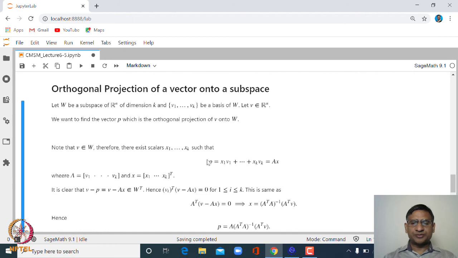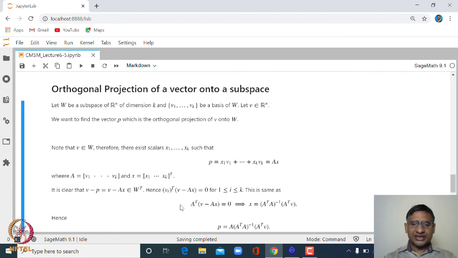Since P is the orthogonal projection of V onto W, V minus P should be perpendicular to W. P is A times X, so V minus AX should be perpendicular to W, that is, it lies in W perp. So if I take any vector in W, it will be perpendicular to V minus AX. In particular, every vector v1, v2, ..., vk will be perpendicular to V minus AX.